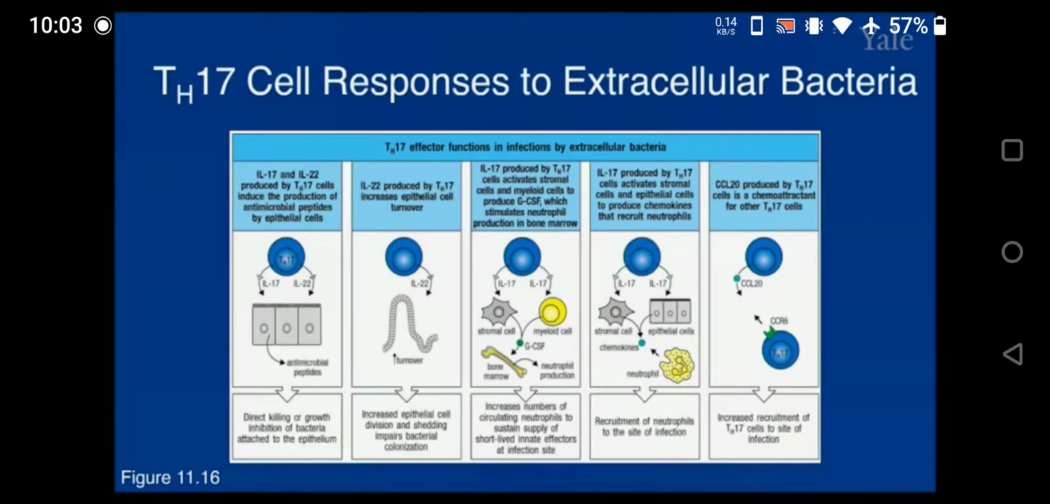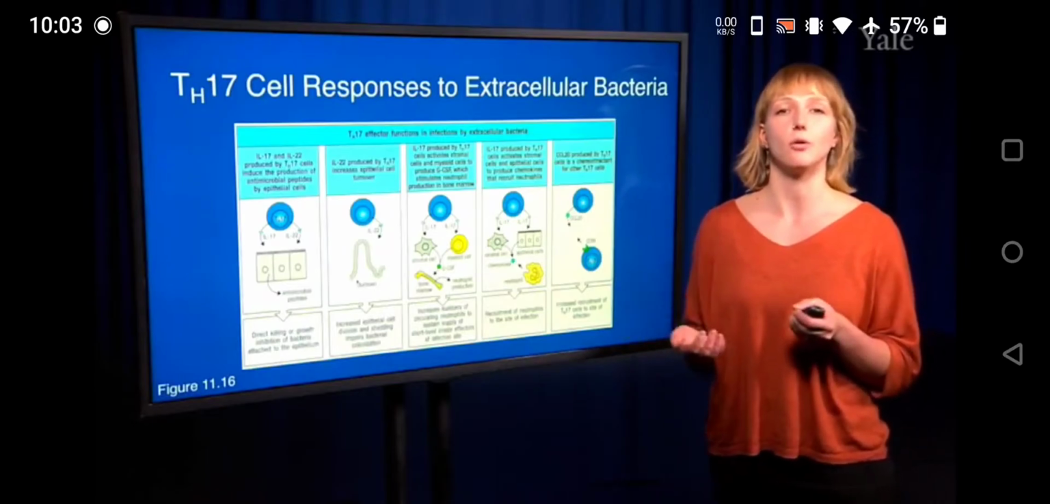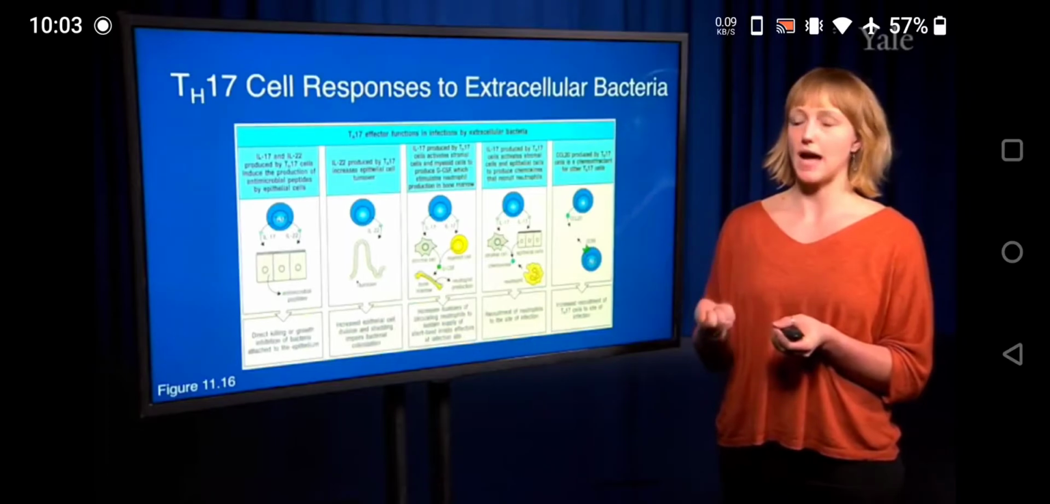So it's not enough to just have neutrophils being generated in the bone marrow. The neutrophils really need to know where to go. And IL-17 generates those chemokines to attract neutrophils to the site of infection.